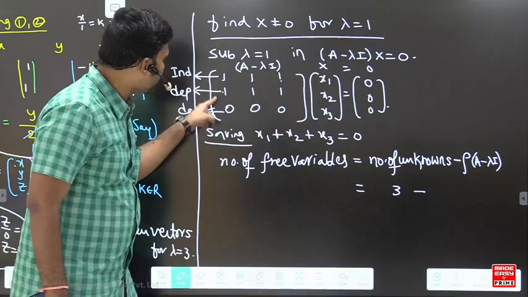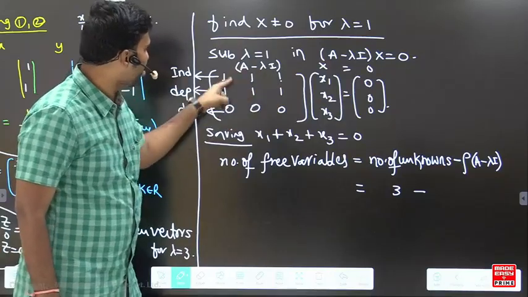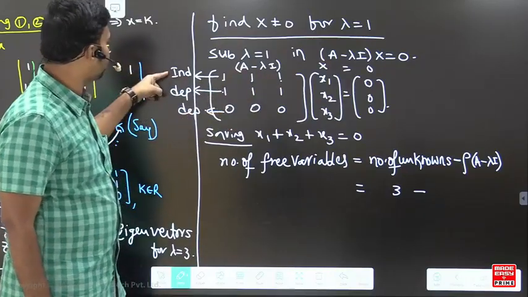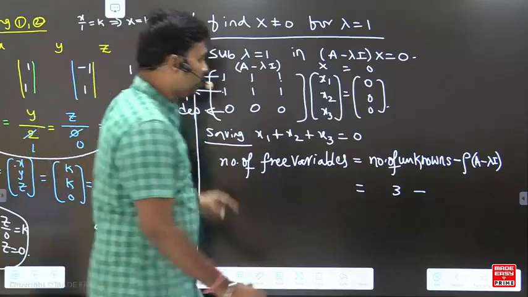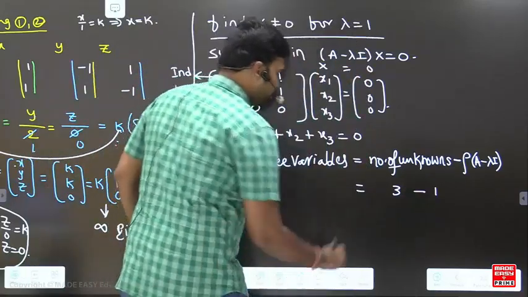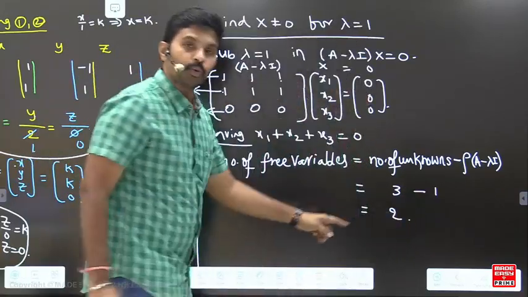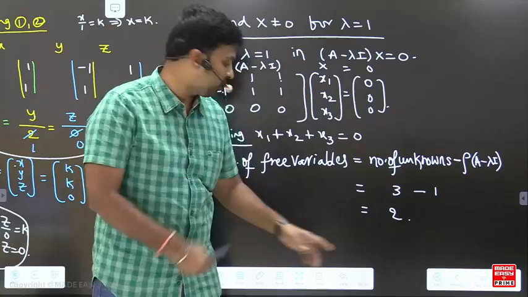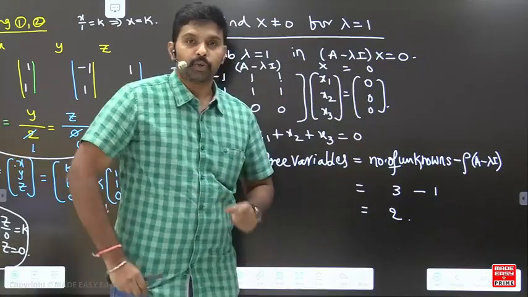So for lambda equal to 1, what is the rank of this A? This row is dependent, this is dependent, this is independent. So the rank is 1. So 3 minus 1 is equal to 2 here. Sir, why did you find this 2? Do you want to know?